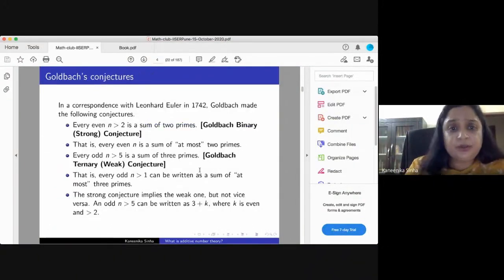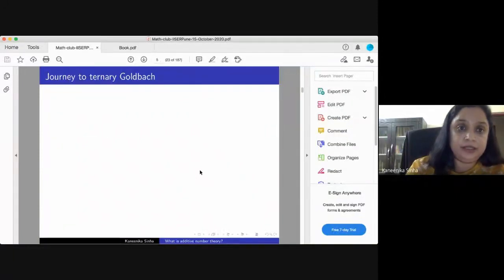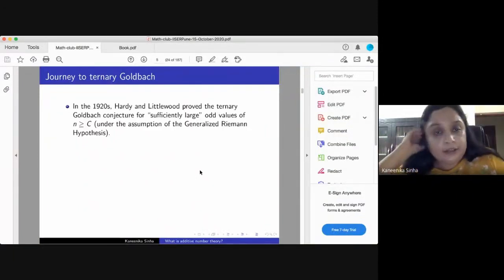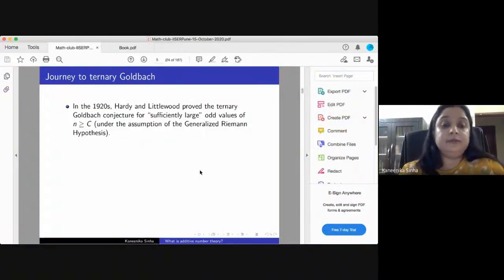Now the ternary conjecture, I'm happy to inform you, has been proved. It was proved very recently by Harald Helfgott in 2013, and we hope in this talk to survey the journey towards Harald Helfgott's work. Okay, so how did it all start? What were the initial results in this direction? So in the 1920s, Hardy and Littlewood proved the ternary Goldbach conjecture, not for all odd values, but for sufficiently large odd values of n.